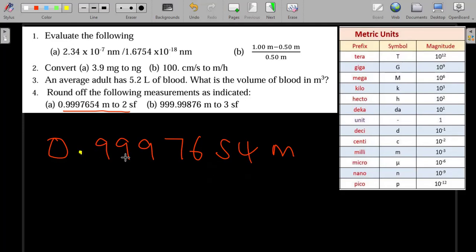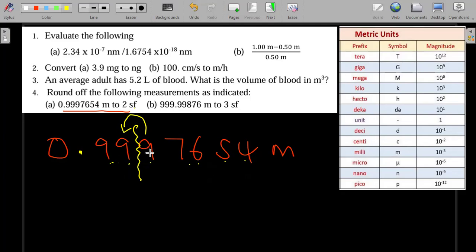So for us to round off, we want two significant figures. If we start counting from here, how many significant figures do we have? We have 1, 2, 3, 4, 5, 6, 7. So I want to cut these 7 significant figures to 2. So 1, 2. The second one is here, so I'll draw a line here. It means I'll have to round off to the next one. But when I round it off, notice what happens.